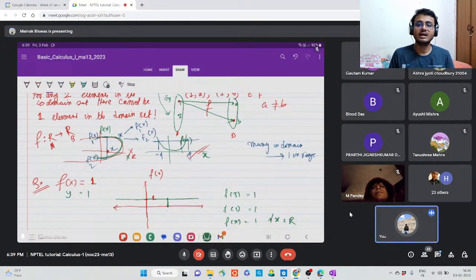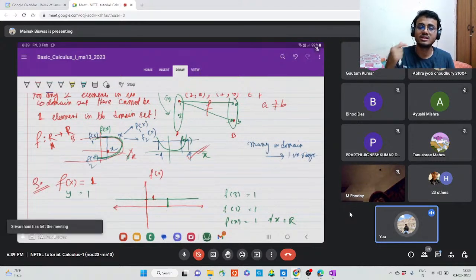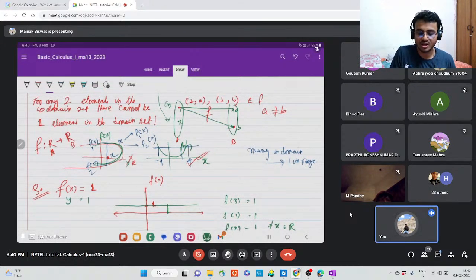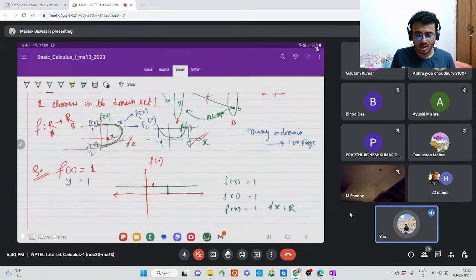So you cannot have multiple elements in the codomain set having the same pre-image, but you can have multiple elements in the domain set having the same image. We'll be using these terms image and pre-image very much. Image is the function mapping and pre-image is the inverse mapping. This is pre-image.